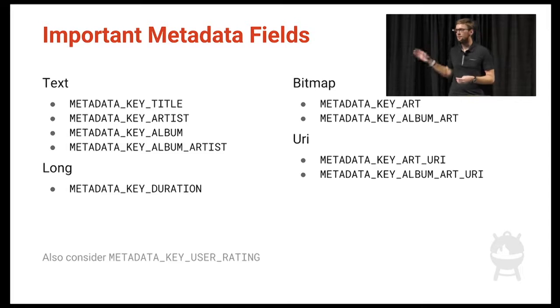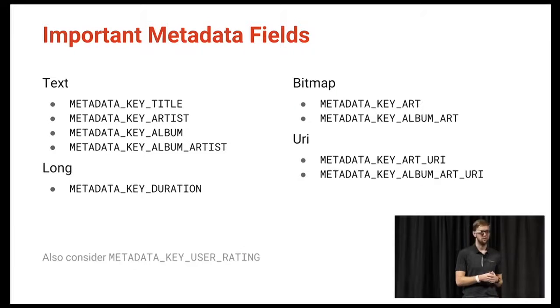On the image size, you can add bitmaps directly. Please do not add any 4,000 by 4,000 giant bitmaps. That's the case where URIs come in, where you can pass a URI to a larger image that can then be downloaded later. Ideally, these should be content URIs so that other apps can read from them.